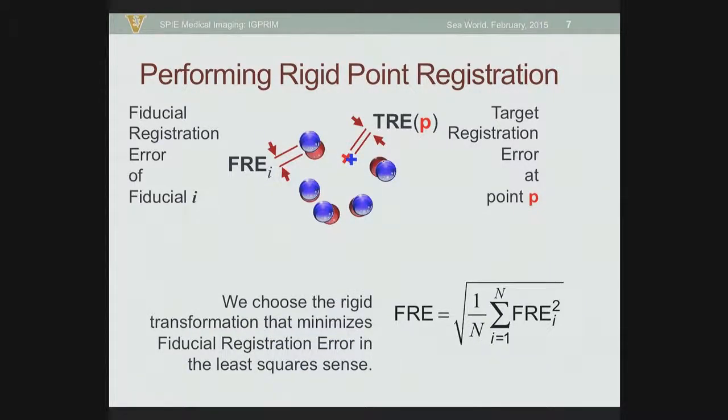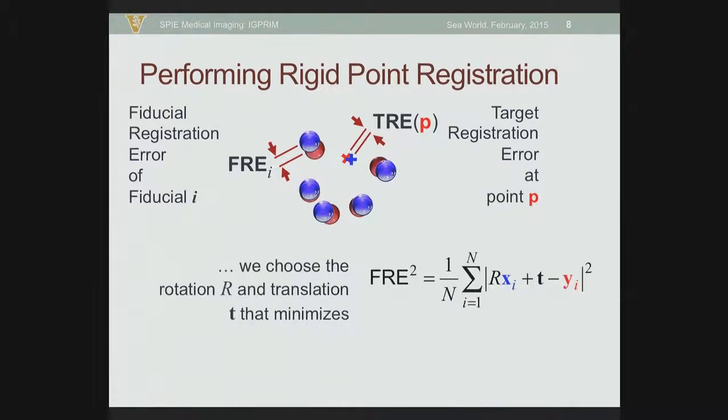Well, what transformation do we use? How do we find it? We find the one transformation that minimizes, in the least squares sense, this FRE. So that's what everybody does, and that's the right thing to do, this least squares thing. To be specific, we find the rotation that we can apply to each blue point and the translation we can add to them to get them close to the red points. We square the error, and we try to minimize that.